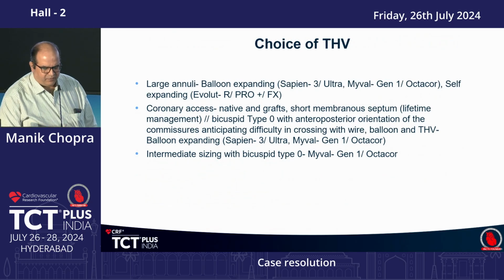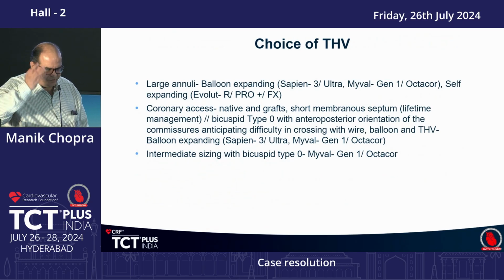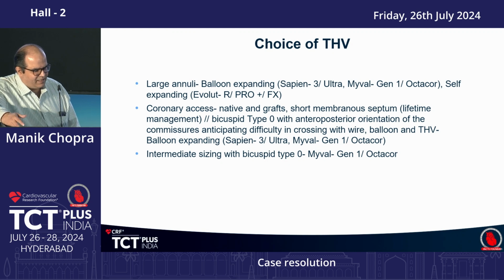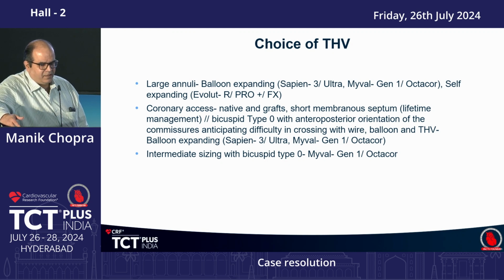Right, so this was my thought process. The first question is already answered, surgery versus TAVI, especially since it's a large annulus. Now in large annuli, we know that the only valves presently available are balloon expandable: Sapien, Sapien 3, Sapien Ultra, MyValve Gen 1 and Octocore, and self-expanding, you have Evolut PRO and FX. So only 2 platforms are available, and you'll have to select between these 2.